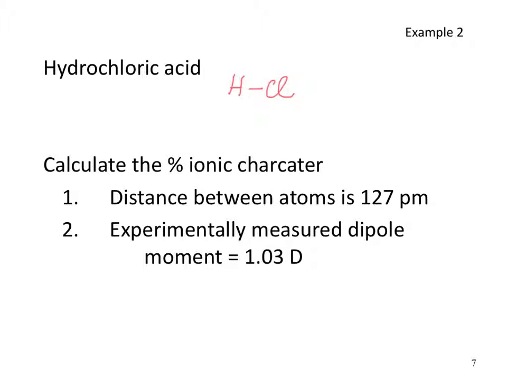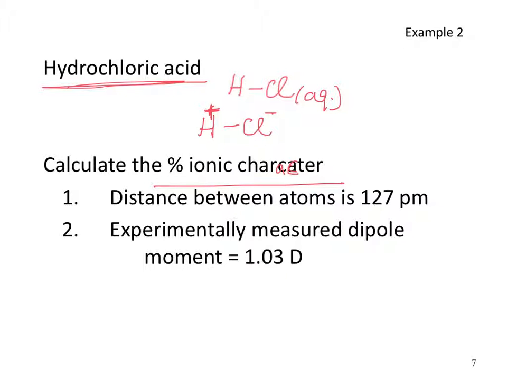We have HCl, hydrochloric acid. That means it's HCl aqueous. And so you have H and Cl, which hopefully would break. And if they do, then you should have an H plus and a Cl negative. The question is that you have to determine the percentage ionic character. The data that is given is that the distance between the atoms is 127 picometers. That basically is your bond length. Experimentally measured dipole moment is 1.03 Debye.